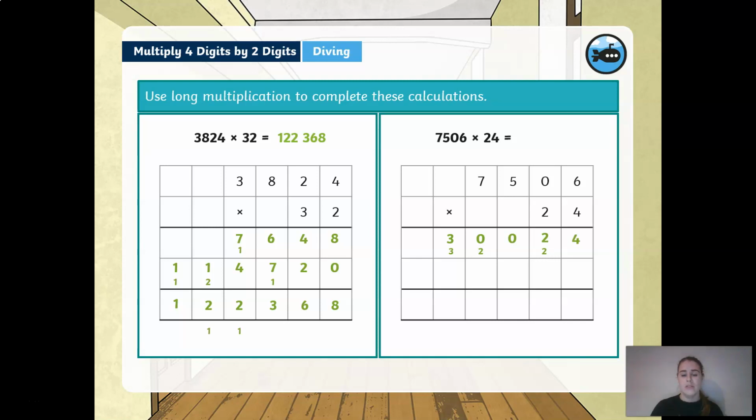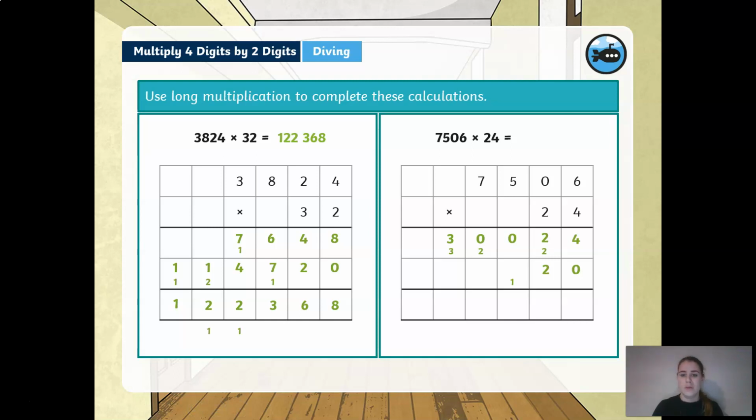30,024. Now, for those of you that forget this, what's the next thing I need to do? Yes, thank you. Well done. I need my placeholder. We're no longer doing anything with our ones column because we're now moving into multiplying by our tens. So we have 2 lots of 6 is going to give us 12, so 120.